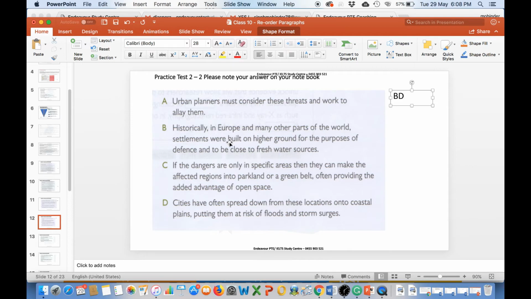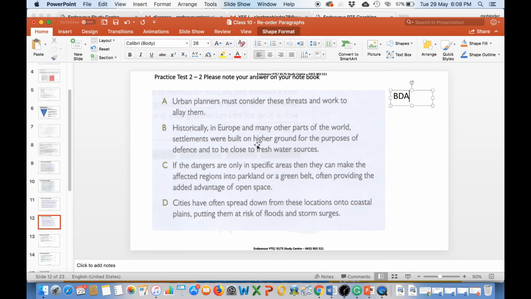Let's talk about this. Putting them at the risk of floods and storm surges. So they're talking of storm surges, right? If we look at this, urban planners must consider these threats. What are the threats? Surges, floods and storms. So these are the threats and work to allay them. Urban planners must consider these threats. So that is your next one, because they should consider these threats.